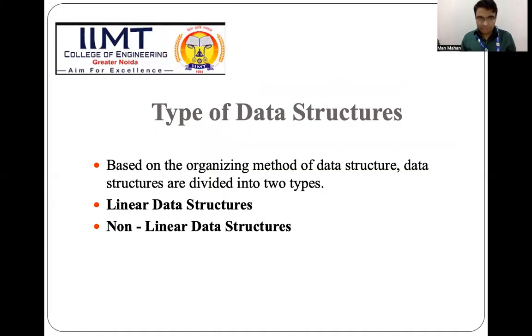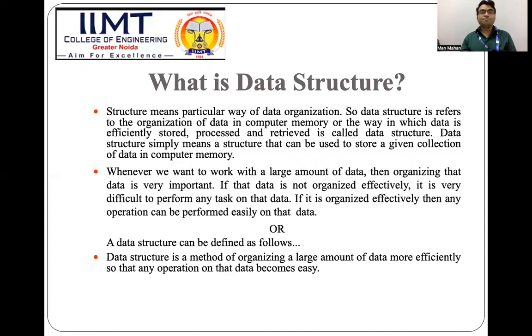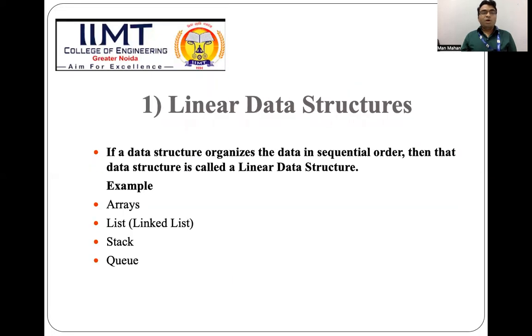Types of data structure. There are different types of data structure on the basis of organization. There are basically two types of data structure: linear data structure and non-linear data structure. In linear data structure, data is organized in a sequential way, so it is known as linear data structure. In the linear data structure, there are different techniques like array, linked list, stack, and queue.